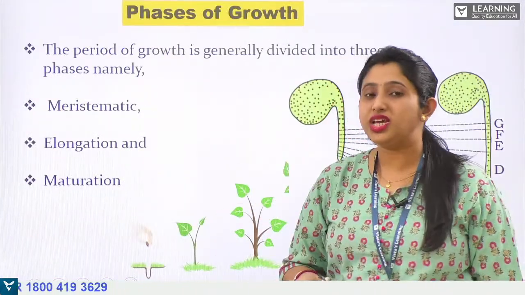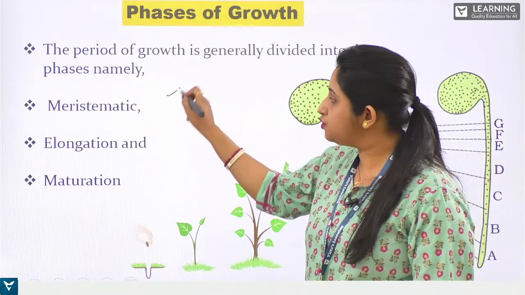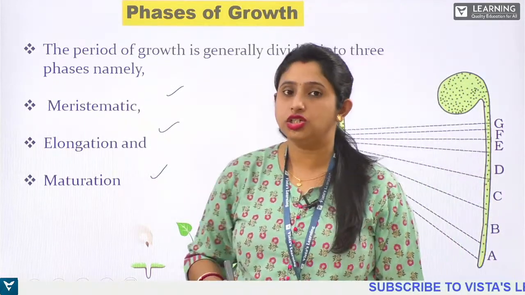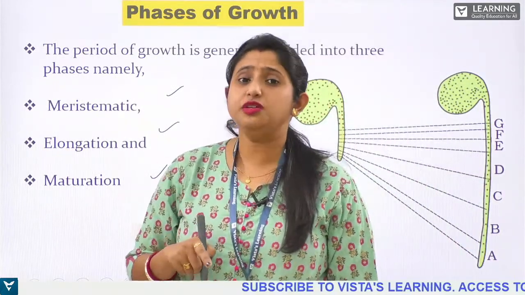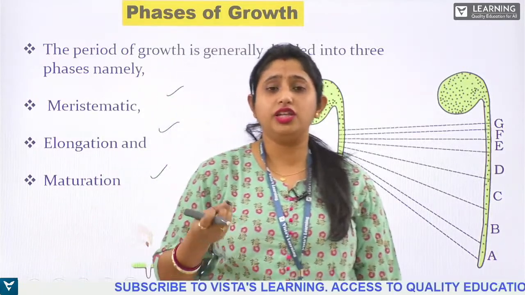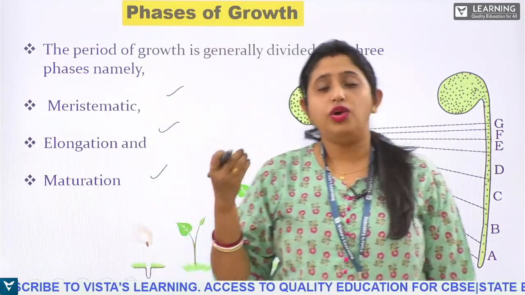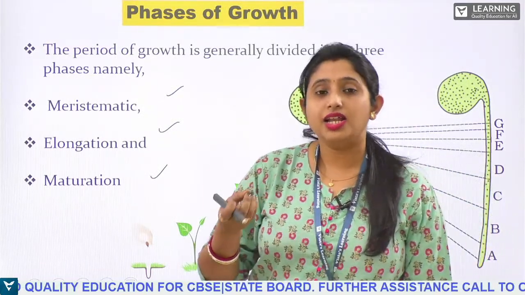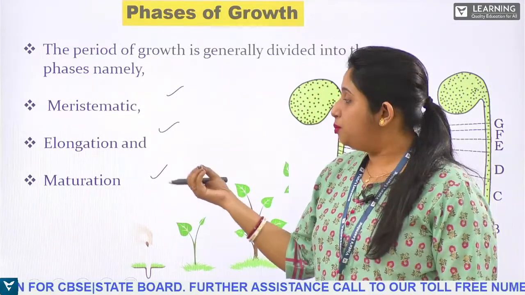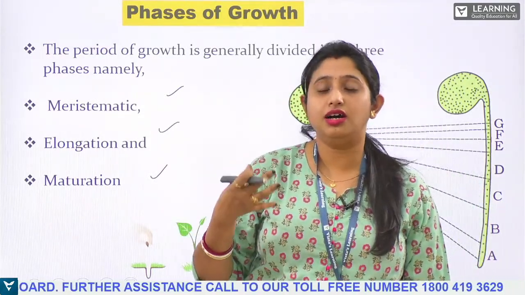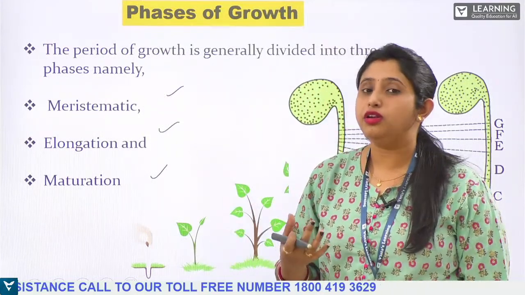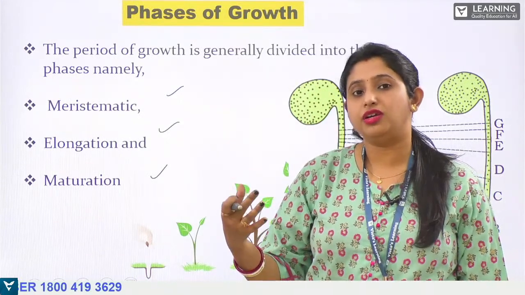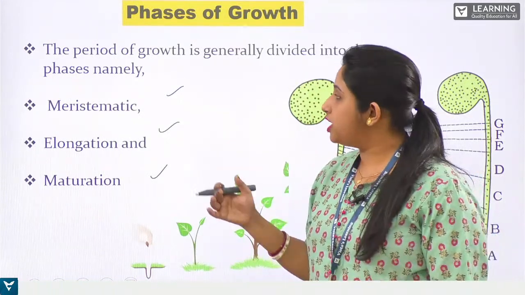Now, what are the various phases of the growth? These are the three various phases of the growth, that is meristematic, elongation and maturation. Okay. Now, meristematic means where the cells are active. Okay, they start dividing. Now elongation means what? Elongation means they are increasing in size. Okay, the cell number is increasing. Now maturation means what? That the cell has reached a particular stage. So that is maturation.